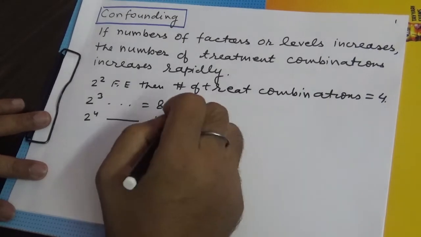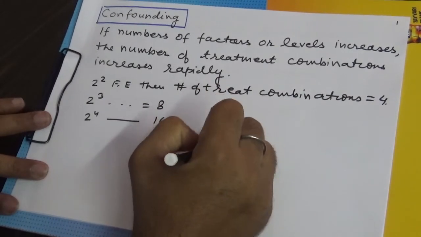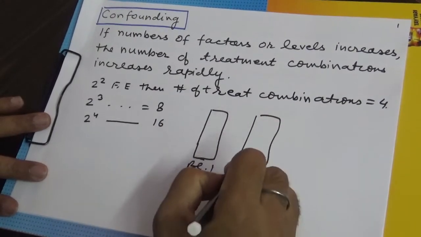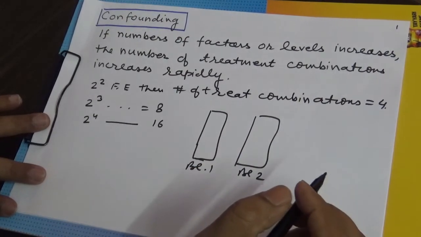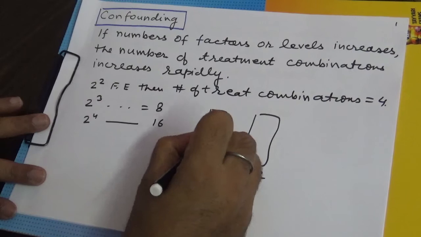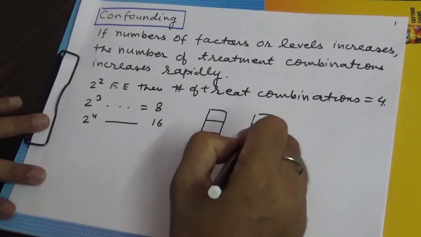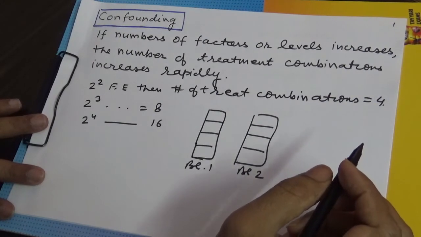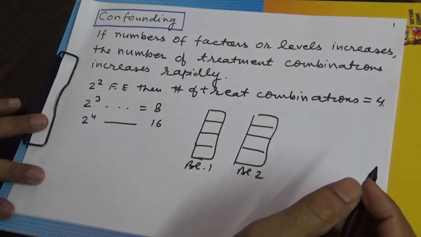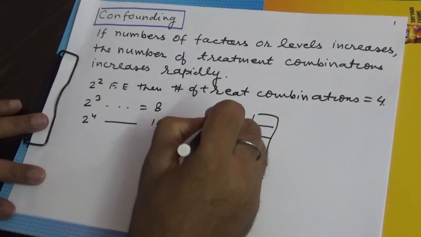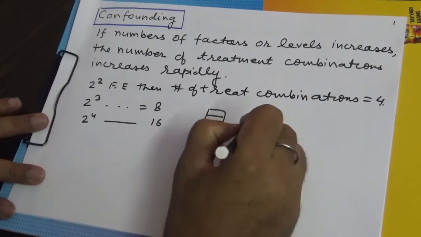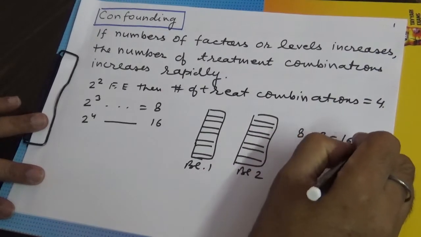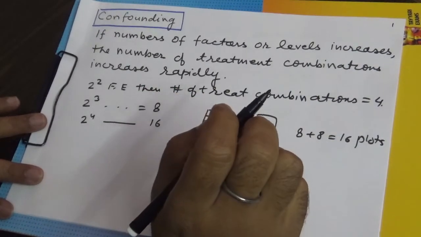conduct those experiments, then for example, if I take block 1, then block 2, and in case you go for a 2 square factorial experiment, then you will have 1, 2, 3, 4 plots in each block, and then you can conduct the complete factorial experiment. And similarly, if you want to conduct a 2 cube factorial experiment, then you will have 8 such plots, and then you will need 8 plus 8 equal to 16 plots, and so on.